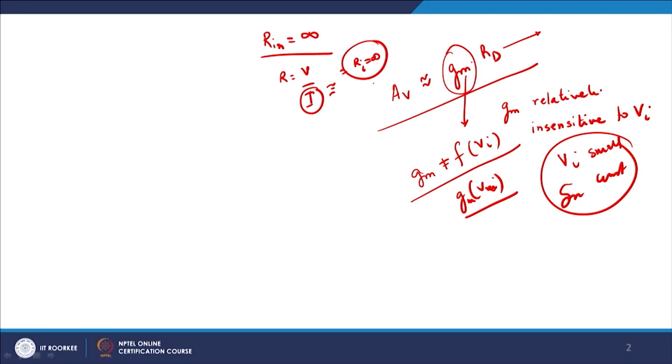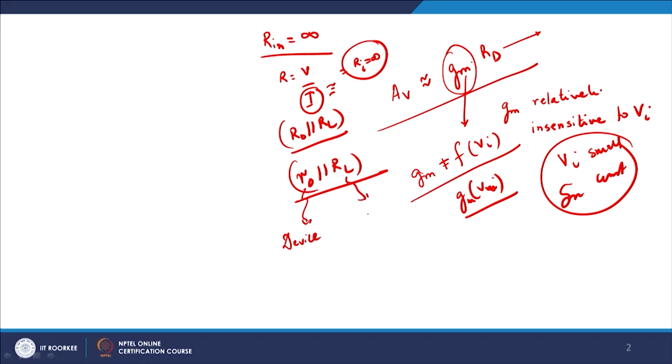Output impedance will depend upon many factors, but typically it is RO parallel to RL, where RO is the resistance offered by the device itself. RO should be small, parallel to RL or RD, where RO is basically the resistance offered by the device itself and RL is the resistance offered by the external source.